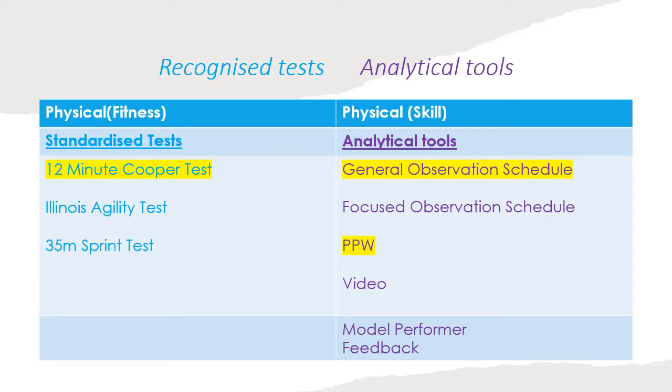So we're now going to look at some of the methods of collecting data for the physical factor. So these are split into two sections. We've got recognised tests and analytical tools. So the recognised tests are the 12-minute Cooper test for CRE, Illinois agility test for agility, 35-metre sprint test for speed. The other part is analytical tools. So this measures the skill aspect in the physical factor. So these are general observation schedule, focused observation schedule, performance profile wheel, video analysis, model performer, and feedback.